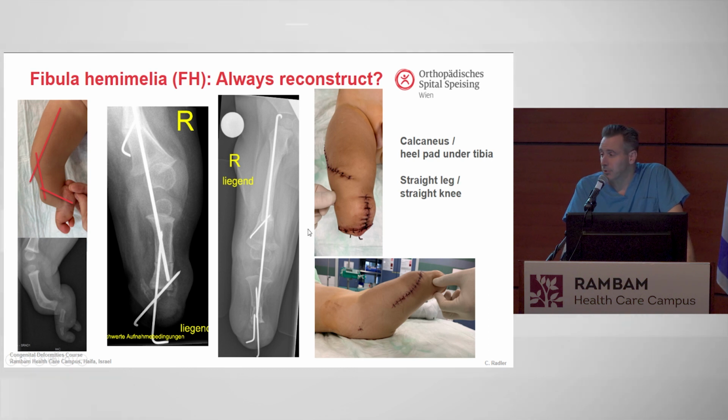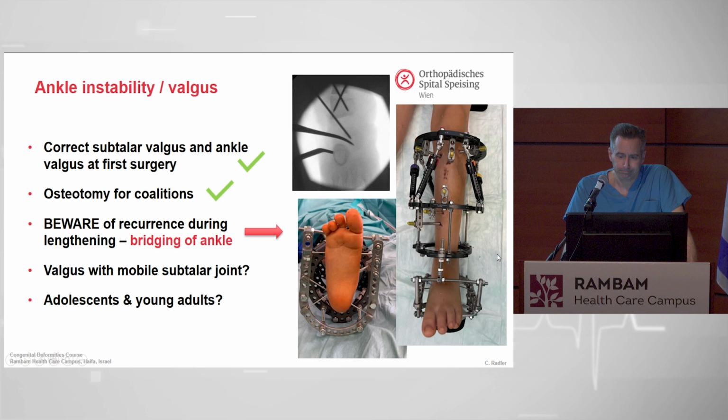But it's not only amputation, you need to go through all the problems still to make sure that this will be a functional situation afterwards. Now we talked about the ankle instability. The subtalar valgus and the ankle valgus we usually correct with the first surgery. You can do an osteotomy for coalitions, but of course you need to beware of recurrence during lengthening. So we always try to include the foot into our lengthenings. This is also a problem. You need to consider this if you do a nail lengthening.